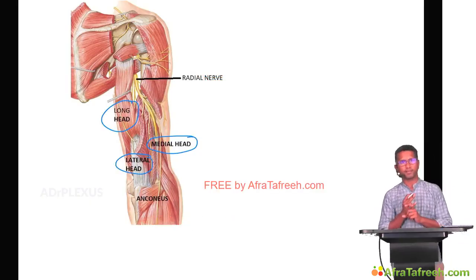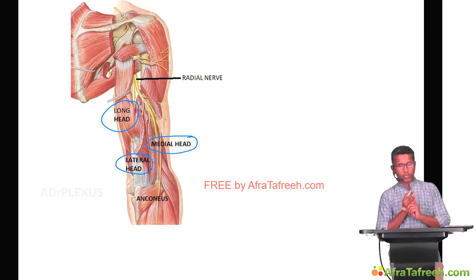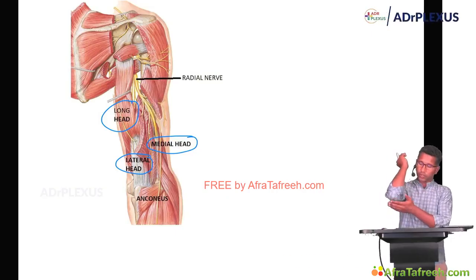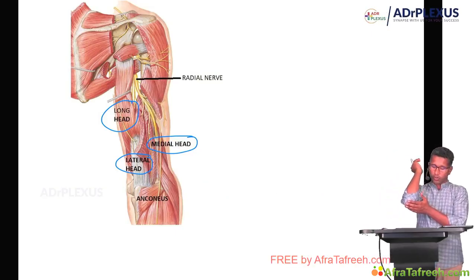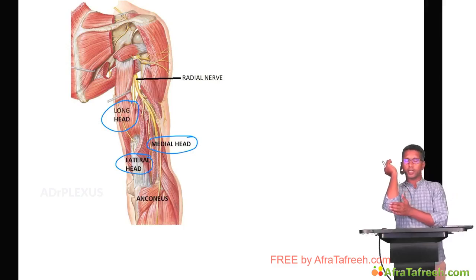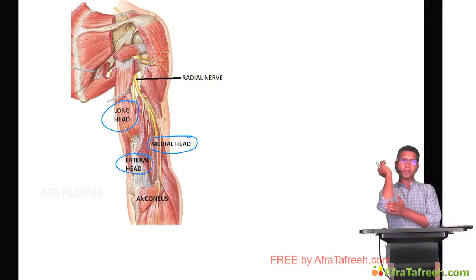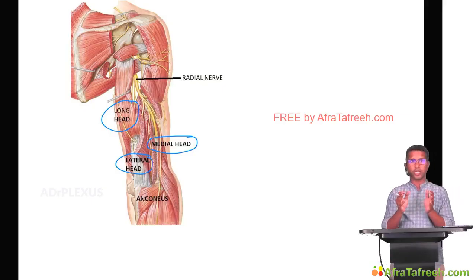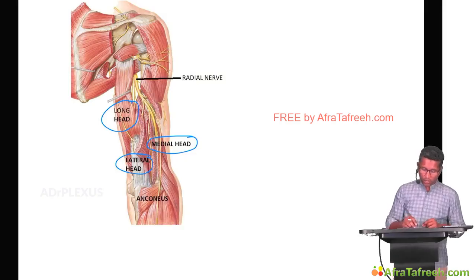One is the long head, next is the medial head, and next is the lateral head. All these three heads join to form a tendon, and this tendon gets inserted into a bony process called the olecranon process. This is very, very important, guys. All three heads of triceps fuse and get inserted into the olecranon process.